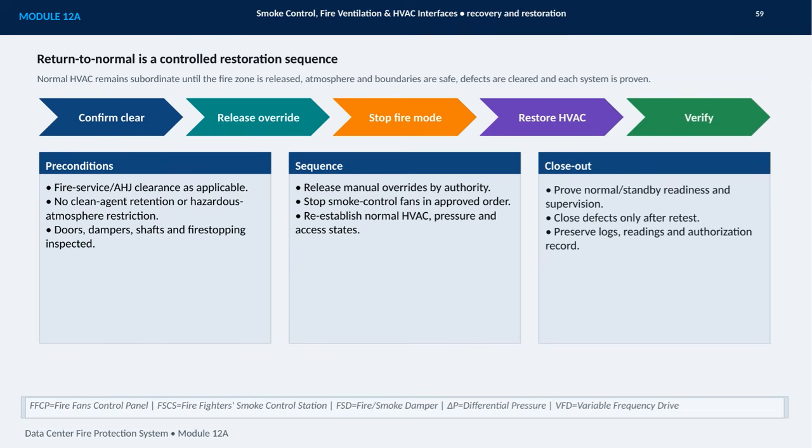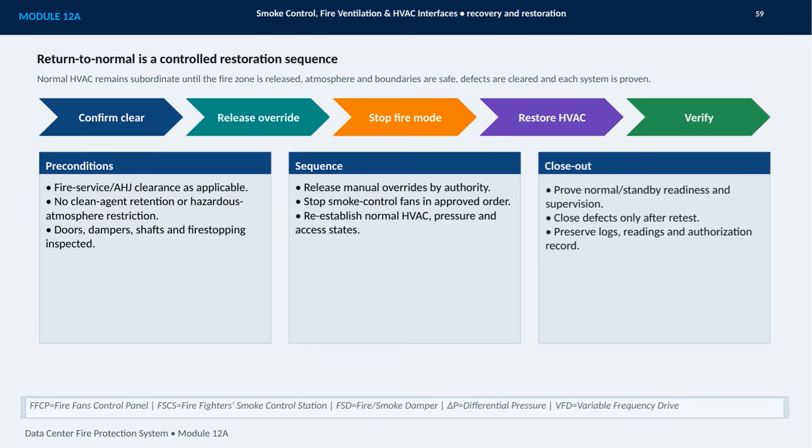Once those conditions are satisfied, the authorized person releases any manual overrides. Smoke control fans are then stopped in the approved order, followed by restoration of normal HVAC, pressure, and access states. The final step is verification and closeout. Prove that normal and standby systems are ready, supervised, and operating as intended.